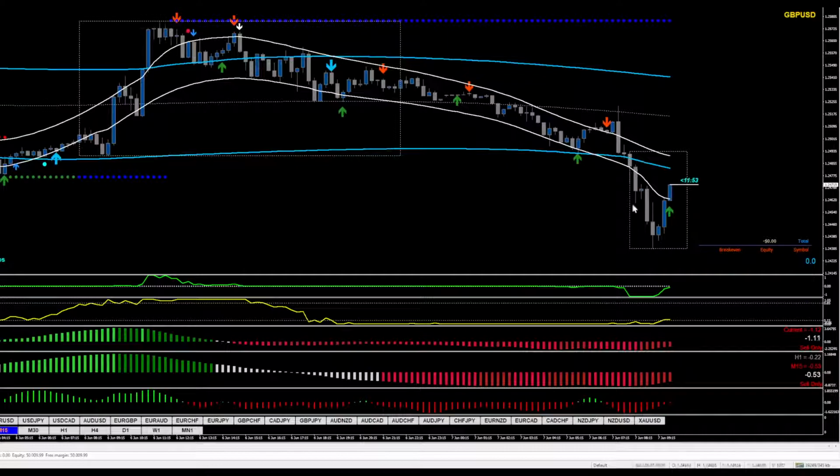So the first thing before I even look at the chart is I want to see those two indicators turn white. That's the first thing I want to see. So this is what I'm waiting on right now.